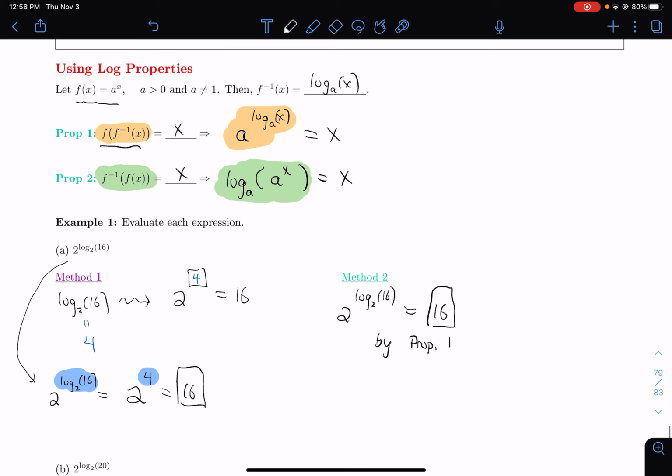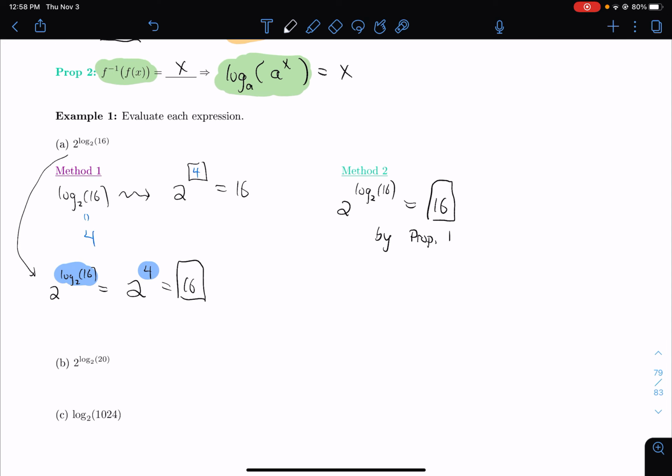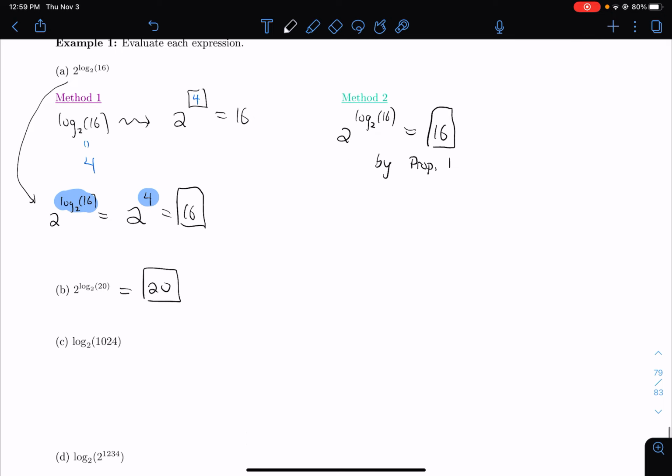All right, let's do another example. Part B: what if I did the same thing with a 20 inside? This time I couldn't do method 1, because I would need to know 2 to what power equals 20, and then I'd get stuck because 20 is not a perfect power of 2 like 16 was. But I can use method 2. Because the base of this power and the base of that log are the same, they cancel, and I'll end up with a 20. And that's my answer. Okay, nice.